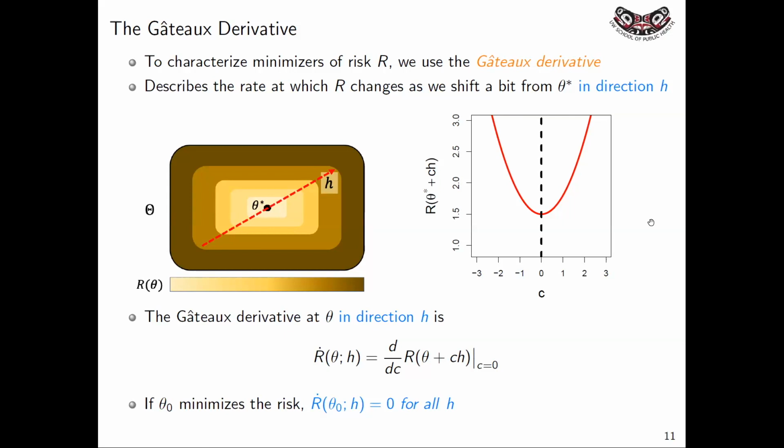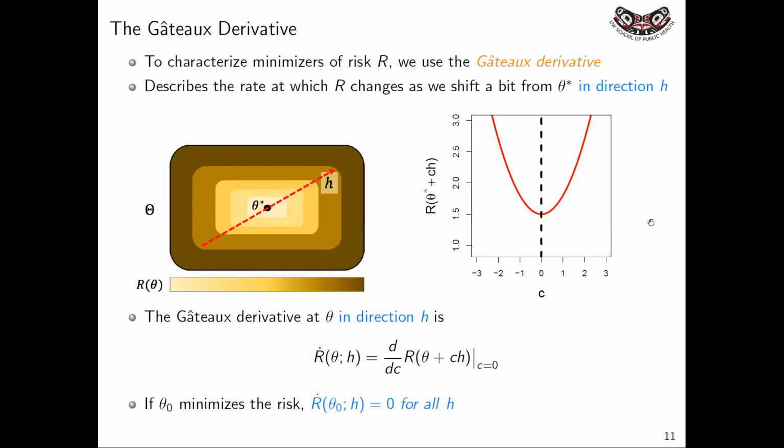So we could look at a given direction, and the Gâteaux derivative is defined as R dot of theta and h as the derivative with respect to c of R of theta plus ch at c equals 0, right? This is how we could define the derivative in any given direction. And for functions, this is also equally defined. Now, the beauty of this is that we could look at the value of R dot of theta naught, h. If that is 0 for all h functions, all possible directions that you could imagine, then you would conclude that theta star is a minimizer of your risk function.